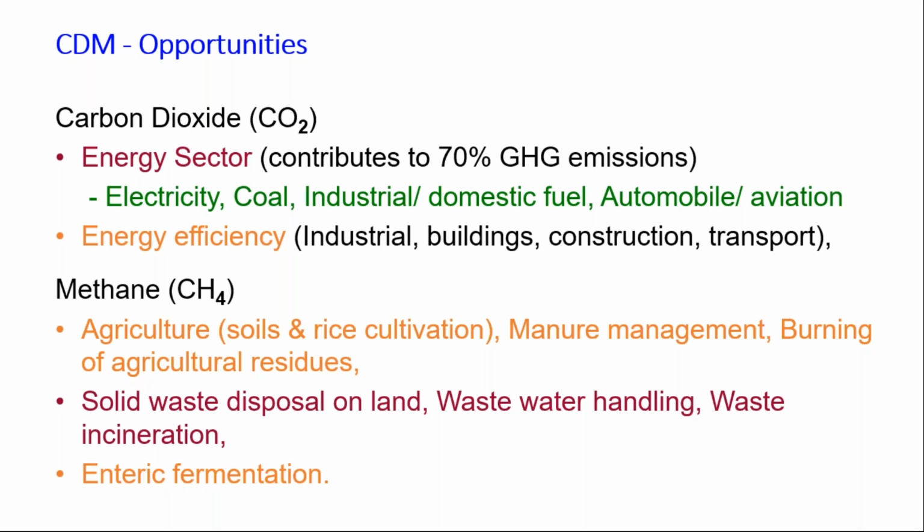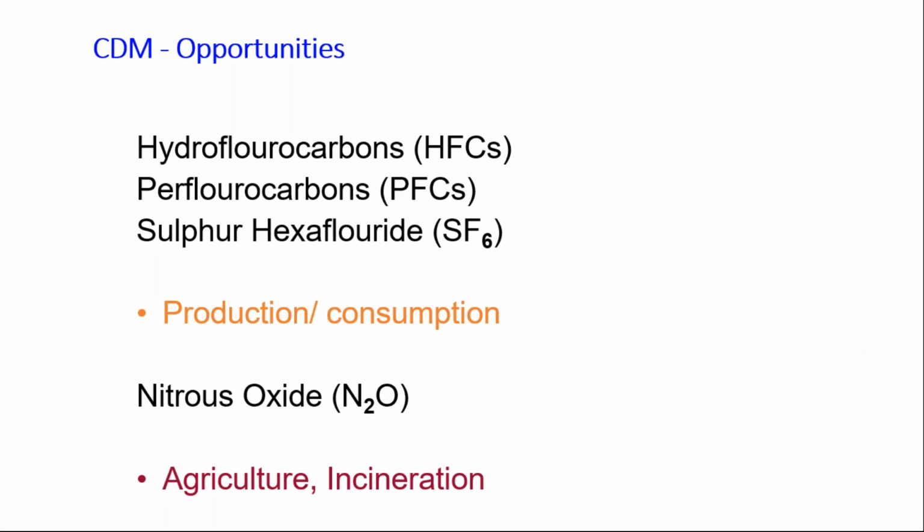Then the second one is methane. In the agricultural area, that is soils and rice cultivation, manure management, burning of agricultural residues, because in this area methane is produced. So we can focus on agriculture as well as solid waste disposal on land, wastewater handling, waste incineration, and then enteric fermentation. All these activities are producing this methane. So we can focus on methane also. Then the other CDM opportunities are HFCs, PFCs, SF6, production or consumption of N2O, then agricultural and incinerations.